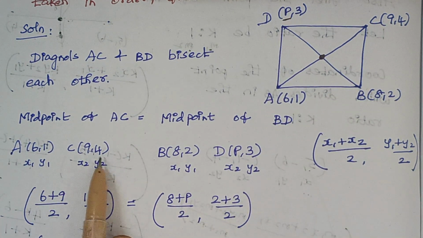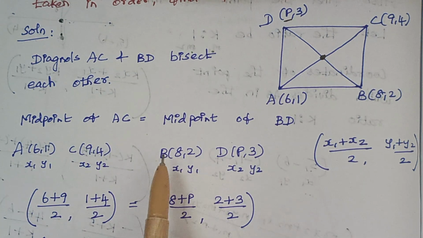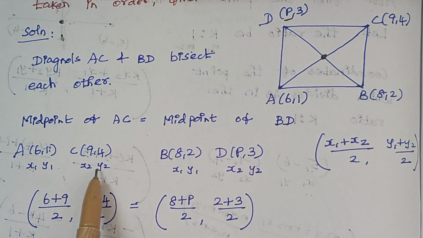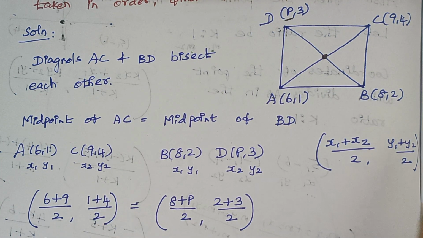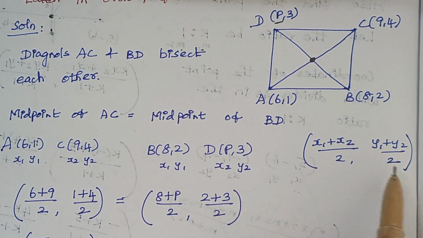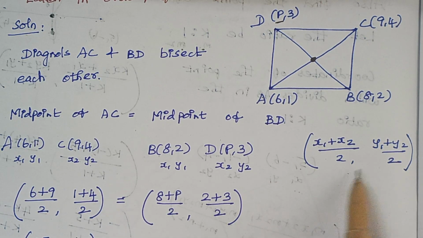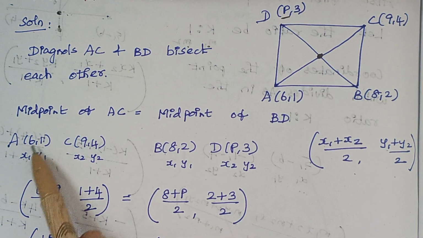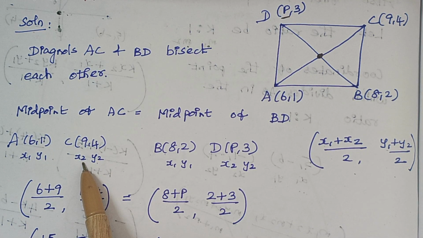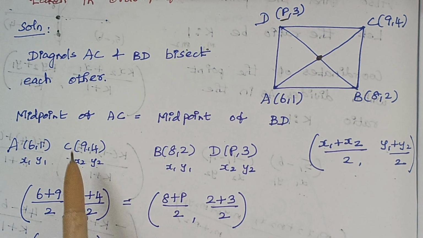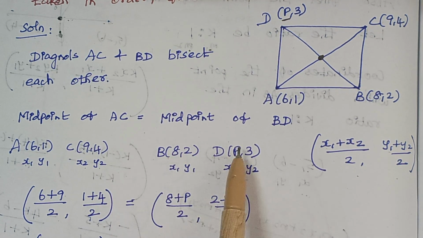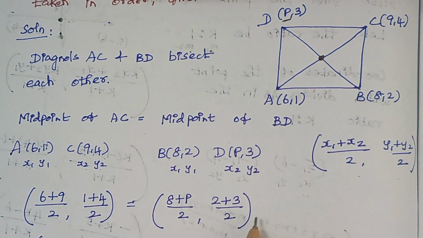So here I am writing the values. This is A and C, this is B and D. Respectively take the values as x1, y1, x2, y2. So what is the midpoint formula? The midpoint is given by (x1 plus x2) by 2, and here it is (y1 plus y2) by 2. So here x1 is 6 and x2 is 9. So (6 plus 9) by 2 and (1 plus 4) by 2. And similarly here (8 plus p) by 2 and (2 plus 3) by 2.